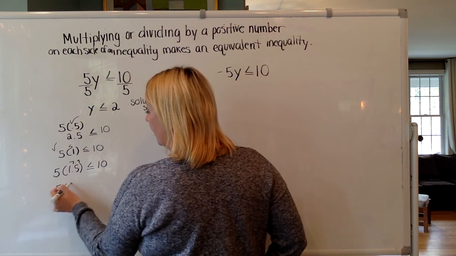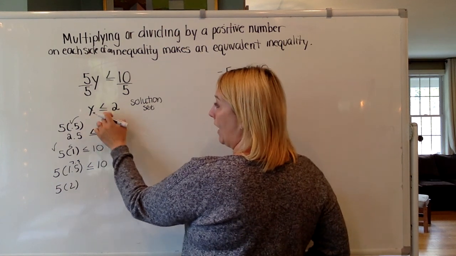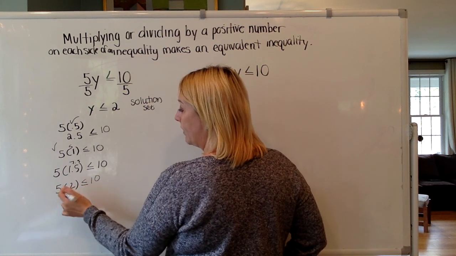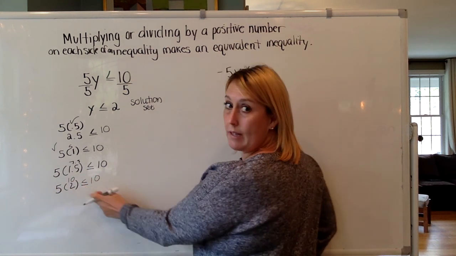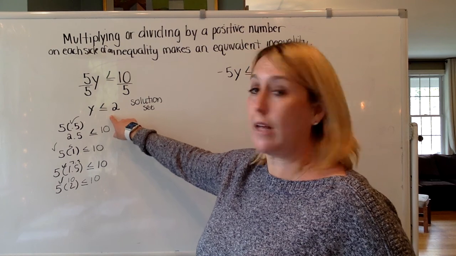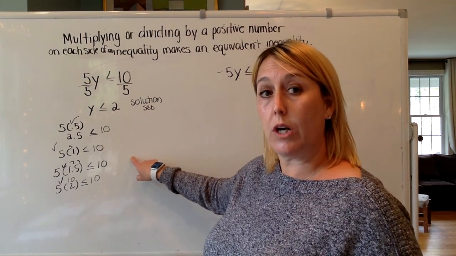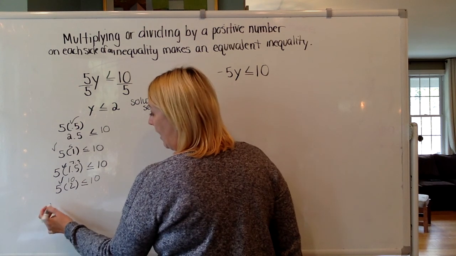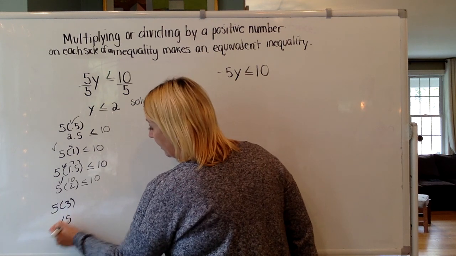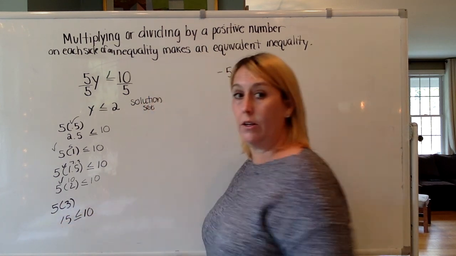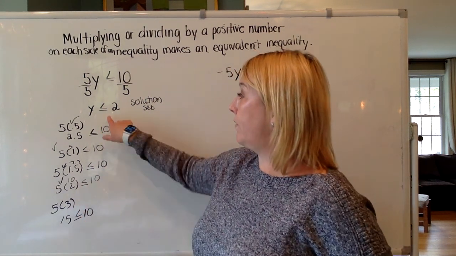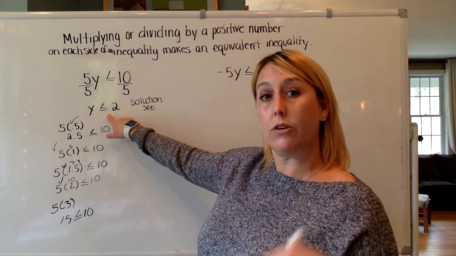Let's try 2, because it does have the equal to sign. So y can be equal to 2. If I plug in 2 for the value of y, 5 times 2 is 10, and 10 is less than or equal to 10, so that is true. As long as I plug in values for y that are less than or equal to 2, my inequality will be correct. Now, if I plugged in 3, 5 times 3 is 15, and 15 is not less than or equal to 10. So plugging in 3 for y is not correct. I have to have my y value be less than or equal to 2.